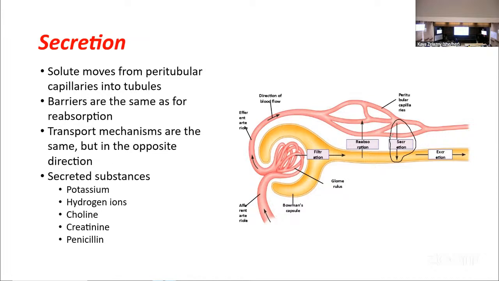So substances that we see secreted in the nephrons, not going to be sodium, but unsurprisingly, whatever sodium does, potassium likes to do the opposite. So sodium reabsorption, potassium will be secreted. Hydrogen ions also get secreted. So do choline, creatinine, and medications like penicillin. So we will see some additional components being added into the filtrate in the nephron as we move further along.